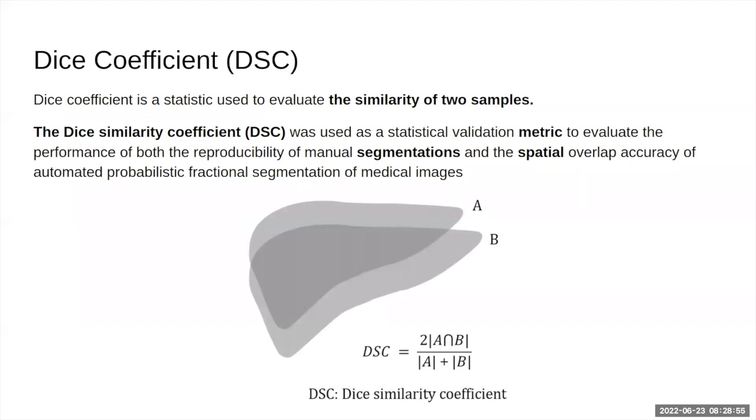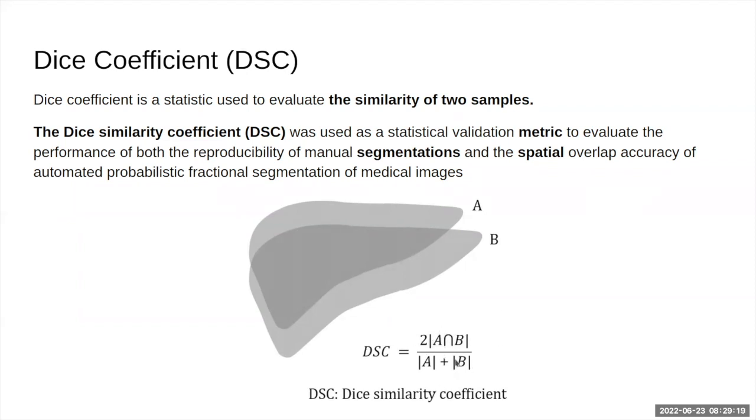So dice coefficient is a statistic used to evaluate the similarity of two samples. Essentially, we can take two images and overlap them like this, kind of like two livers right here, so you can see. And then we take their area and the area of their overlap, their intersection, right?